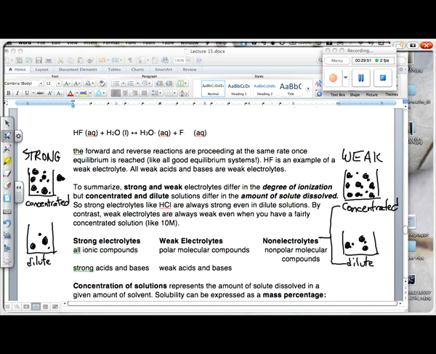Non-electrolytes are nonpolar molecular compounds, and some polar molecular compounds. Sugar is polar, but it doesn't break apart. It's just not polar enough, like HCl is, to be taken apart by the interaction with the water molecules. Okay?